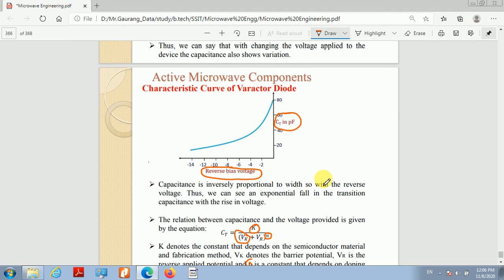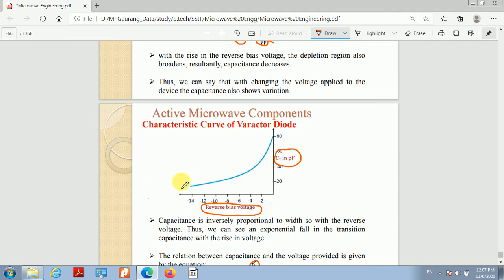So this is the typical characteristic curve of the Varactor diode, and from this we can conclude that with increase in the value of reverse bias voltage, there is an exponential fall in the value of the capacitance. So ultimately from this discussion we can say that this Varactor diode is used as a variable capacitor diode. If we change the reverse bias voltage, its capacitance value also changes proportionally.